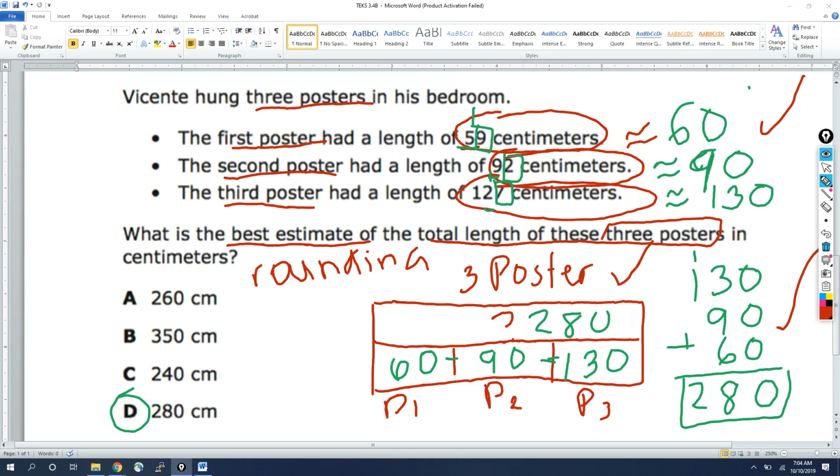Alright, so Miss Win hopes that I helped you with 3.2D, rounding numbers to the nearest 10 and 100, and applying that to a word problem. If you have any questions, don't forget to ask Miss Win.